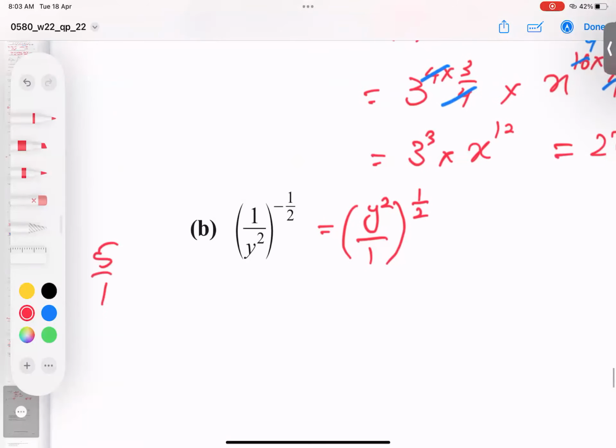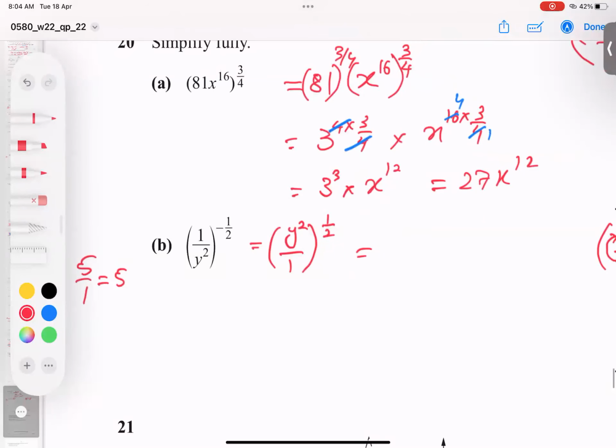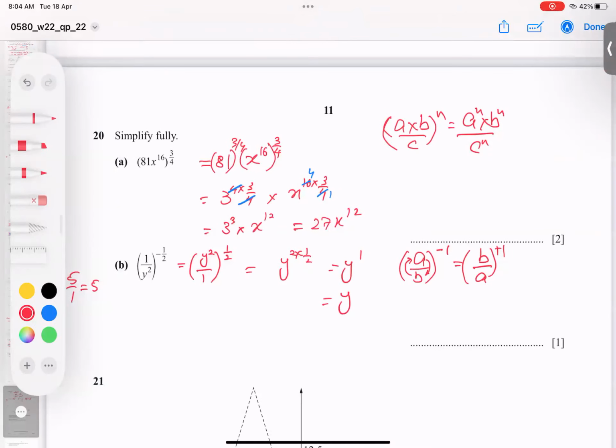Like 5 by 1, you check in the calculator, students, you get 5. So why waste our time? So I'm writing y squared only. And power to power, they multiply. So 2 times 2 half, they cancel. Y to power 1, and something to power 1 is the same answer. And I believe you got the point very, very clear.